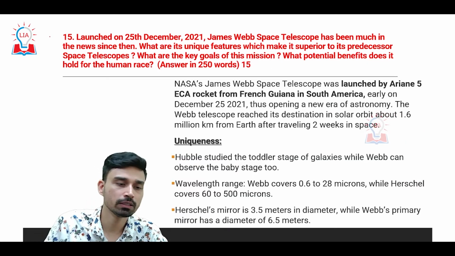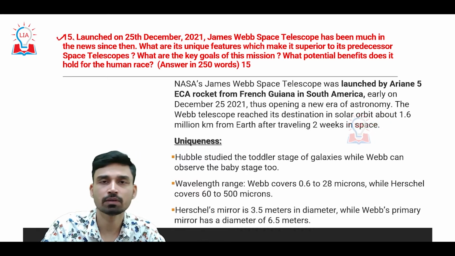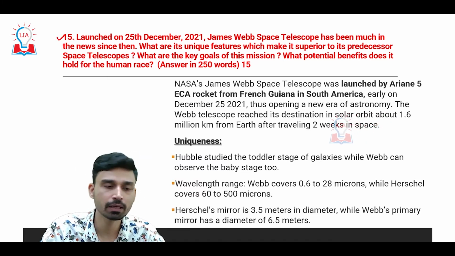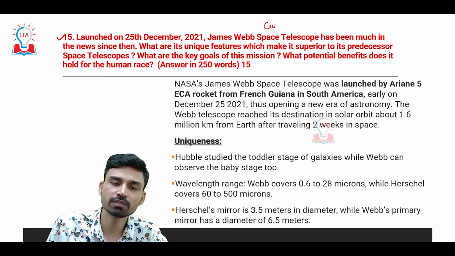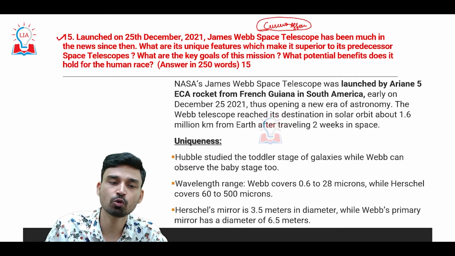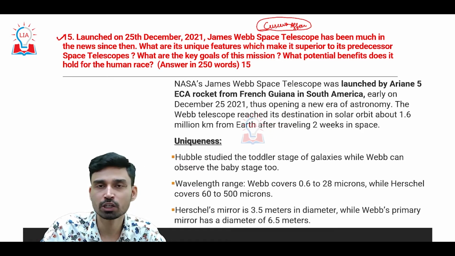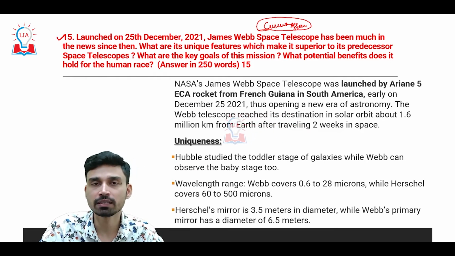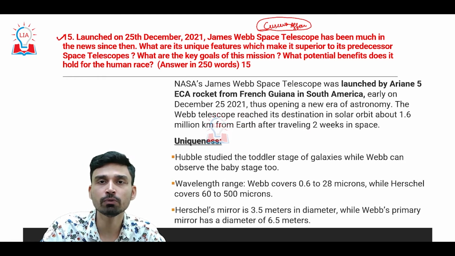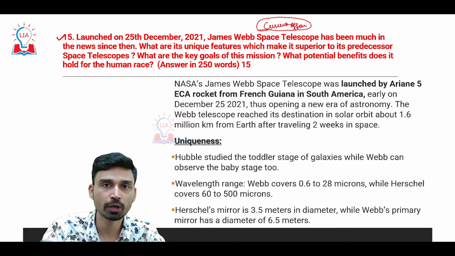Then moving forward, question number 15 is from the science and technology topic, and this is a current affairs based question. Obviously there was an expectation that this question could be asked because the James Webb Space Telescope has been very much in the news for the past one year, every now and then, and there was a reason behind that, because this is going to be one of the most powerful telescopes that humans have made to understand and look into the universe.